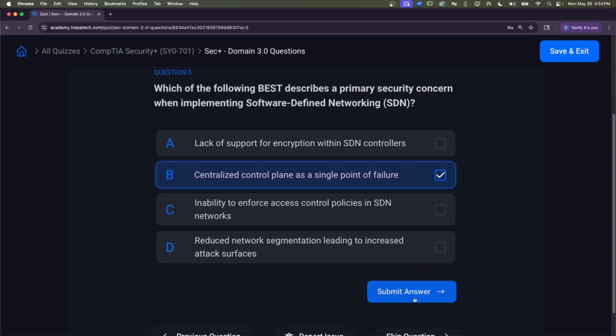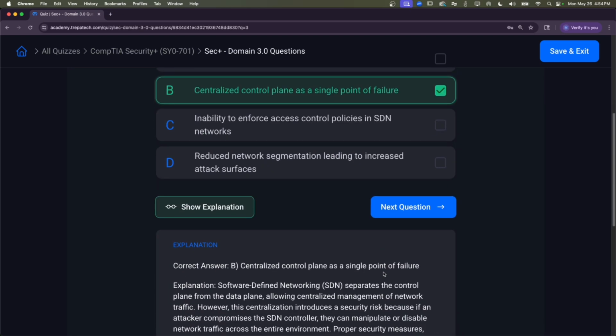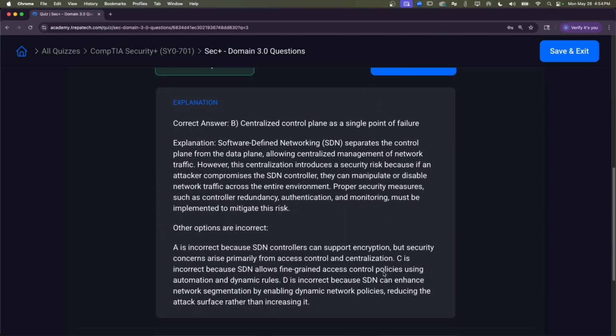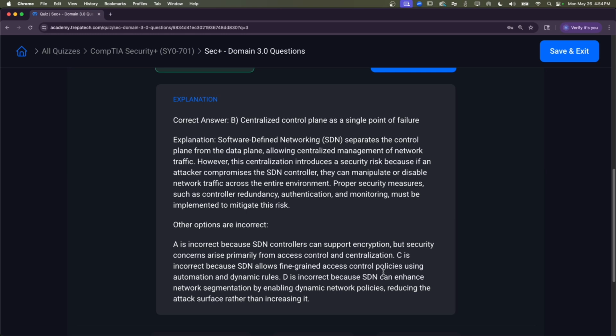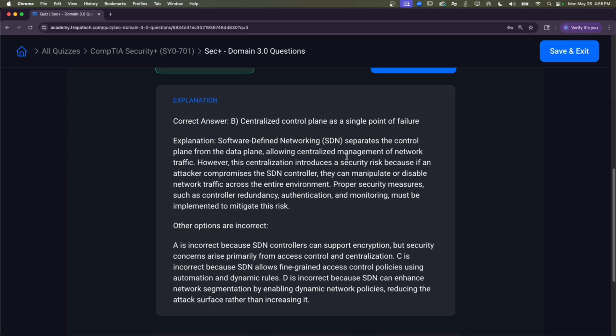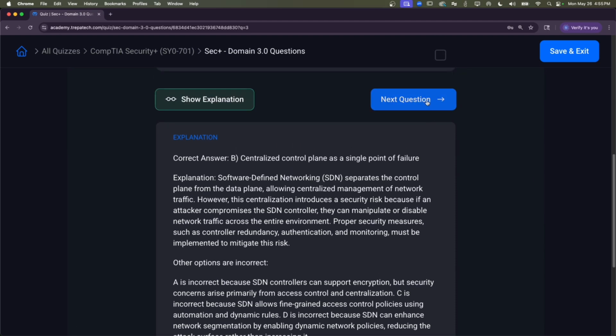Centralized control plane as a single point of failure. And that is true, right? I guess you can consider it a single point of failure. Like if my SD access platform, like Cisco Catalyst Center goes down, then yeah, right? Like I can no longer do my policy changes. Doesn't mean the data plane is down. Doesn't mean we're hard down, but we're essentially down if that one device goes down. Pause the video if you'd like to read the explanation.